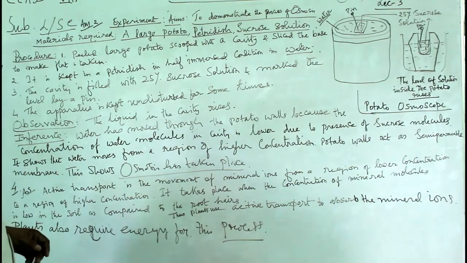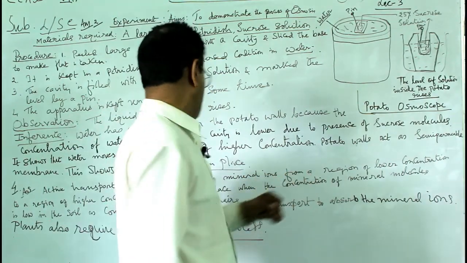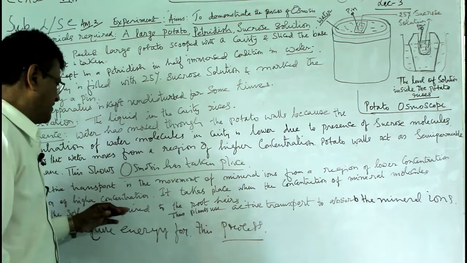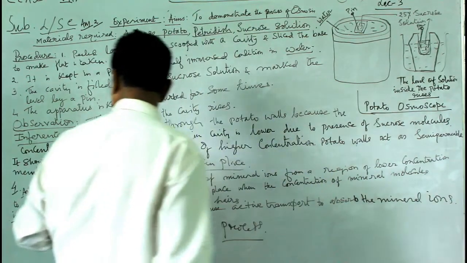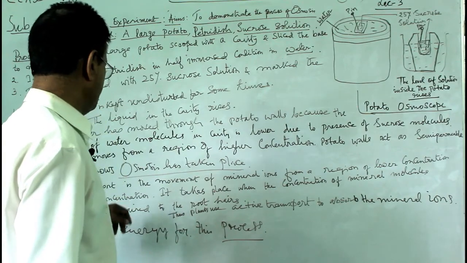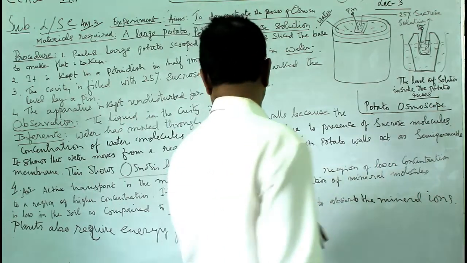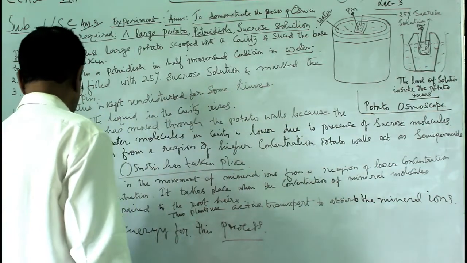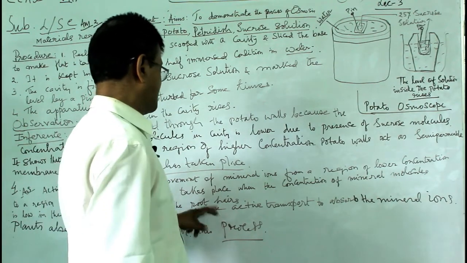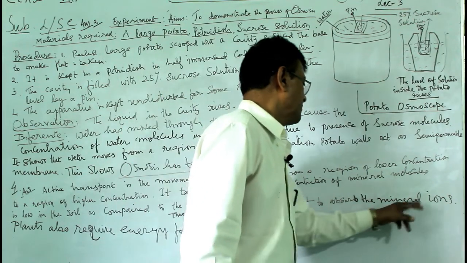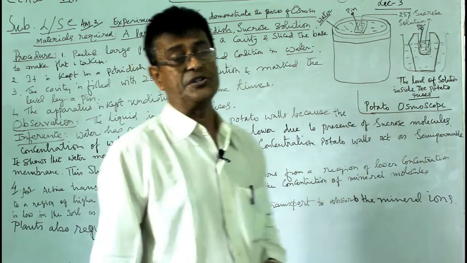What is active transport? Active transport is the movement of mineral ions from a region of lower concentration to a region of higher concentration. It takes place when the concentration of the mineral molecules is low in the soil as compared to the root hairs. Thus, plants use active transport to absorb the mineral ions. Plants also require plenty of energy for this process.